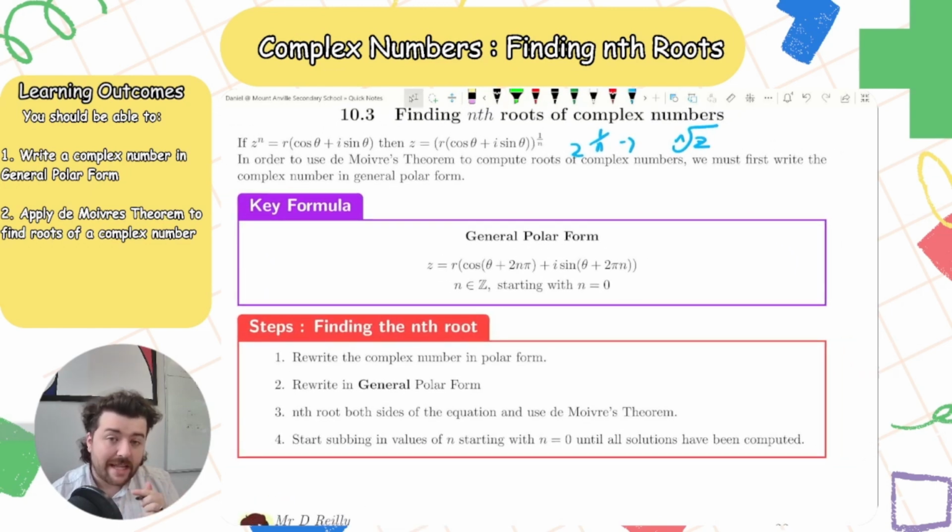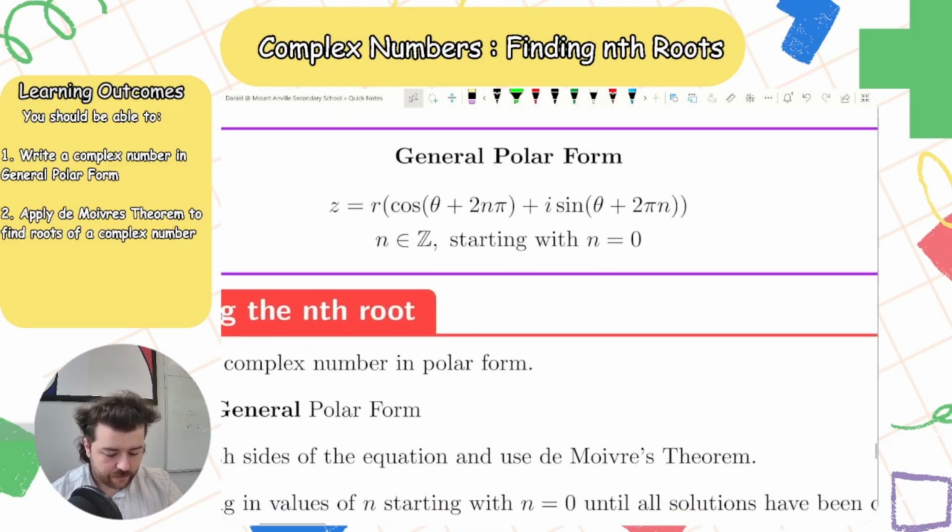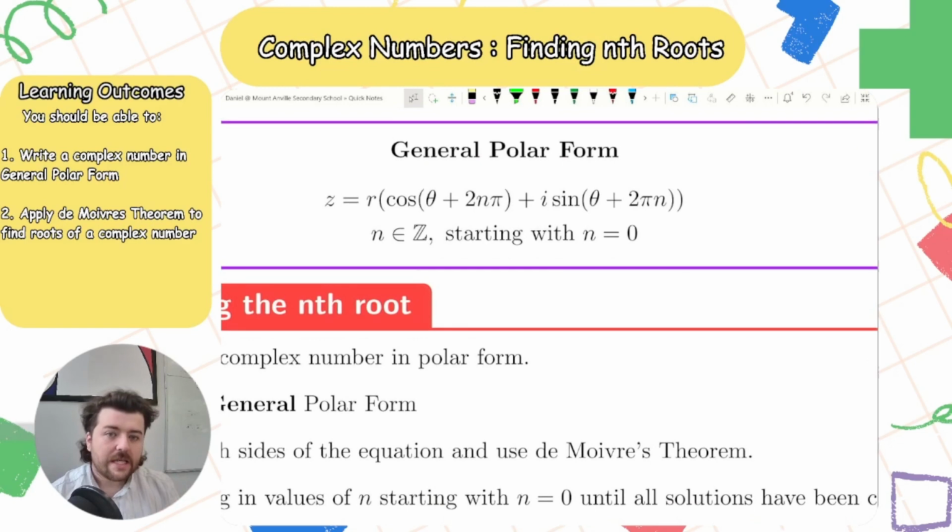In order to compute the roots, we need to use de Moivre's theorem, and we must first write the complex numbers in general polar form. So what is general polar form? If we're asked to find the roots of complex numbers, we're going to have more than one solution. If I am looking for the fifth roots, I'm going to have five solutions, as indicated by the power of five. If I'm looking for the cube roots of a complex number, I am looking for three solutions.